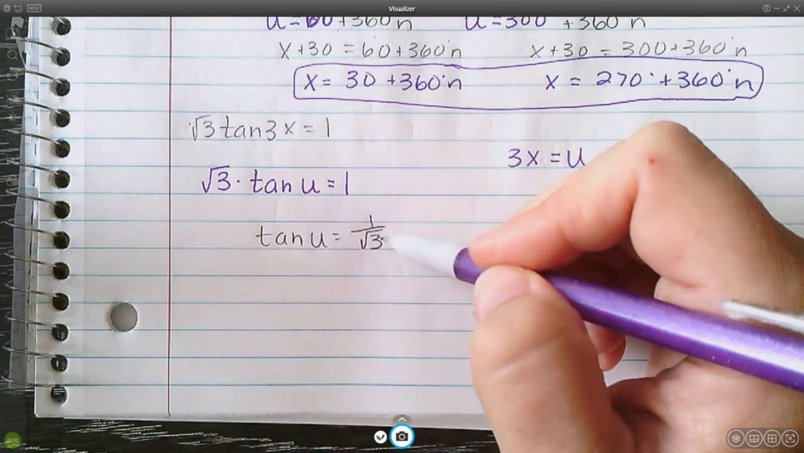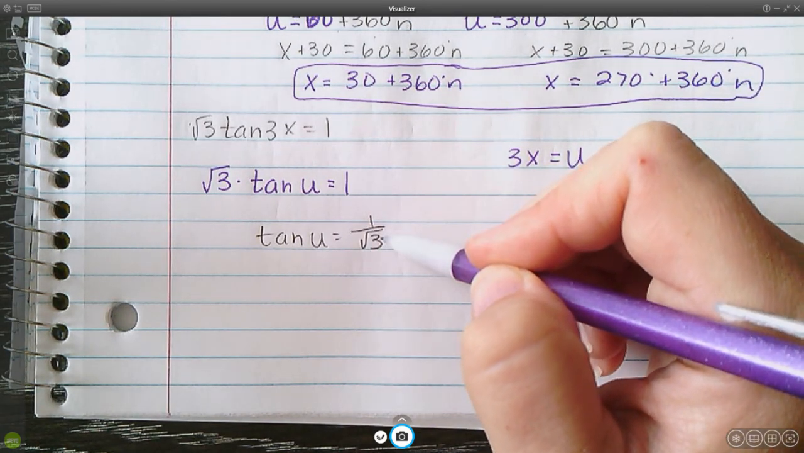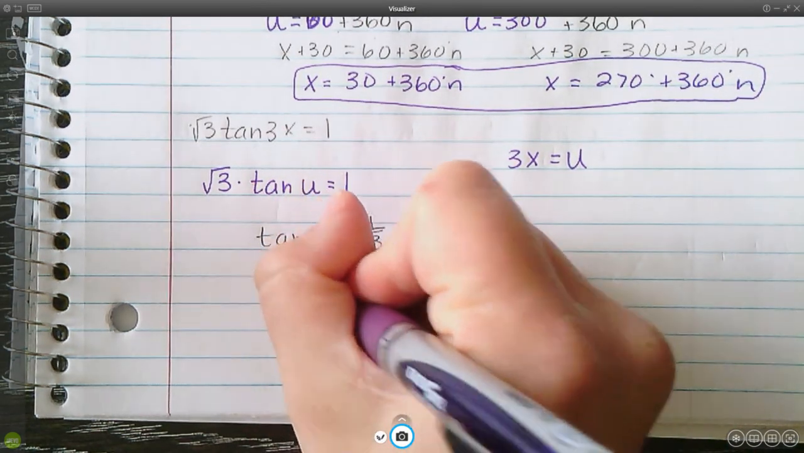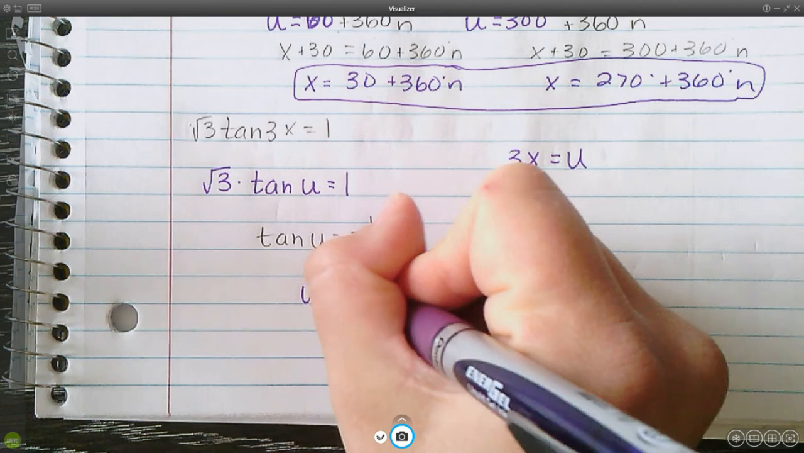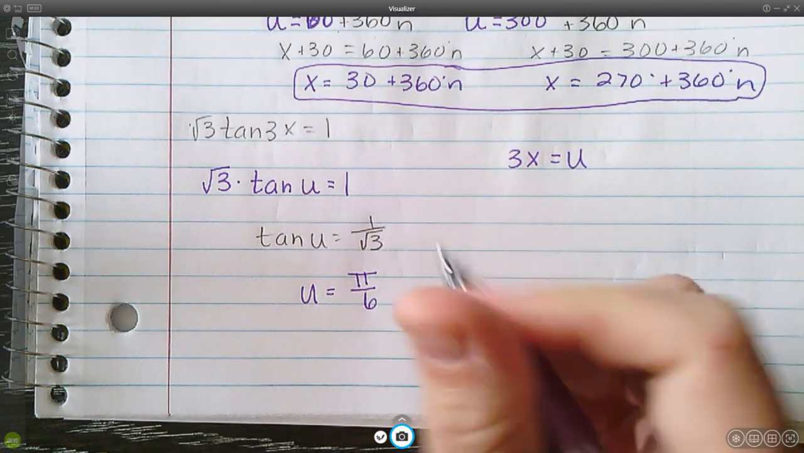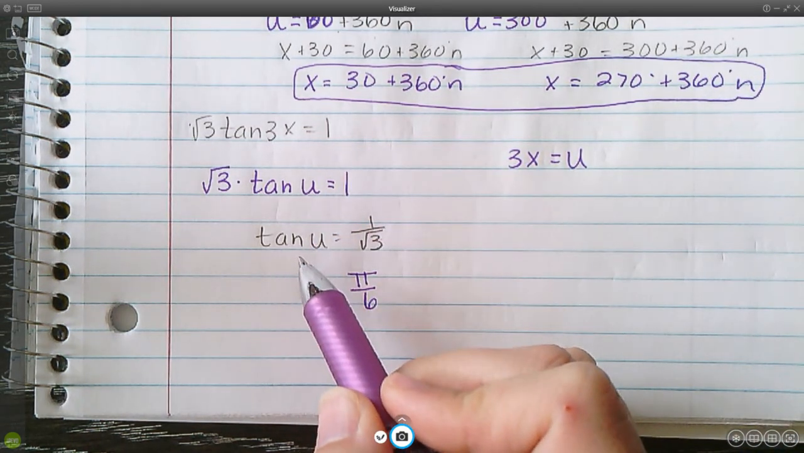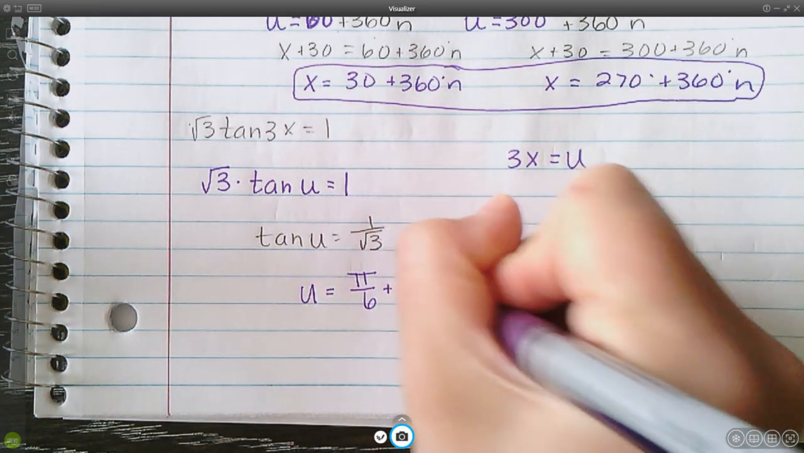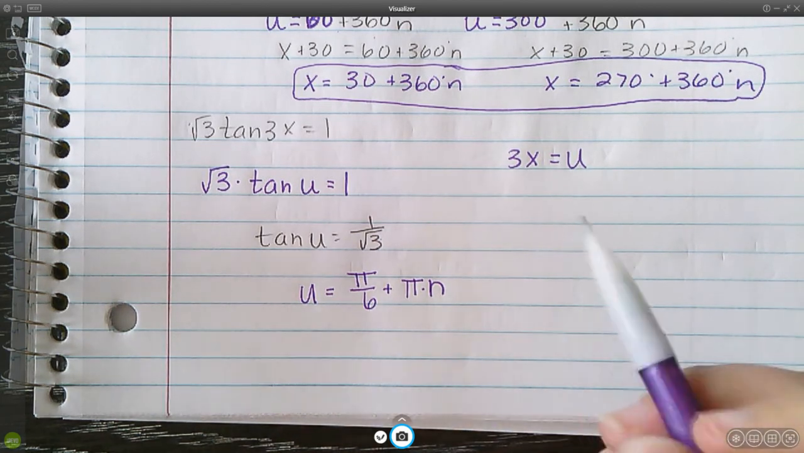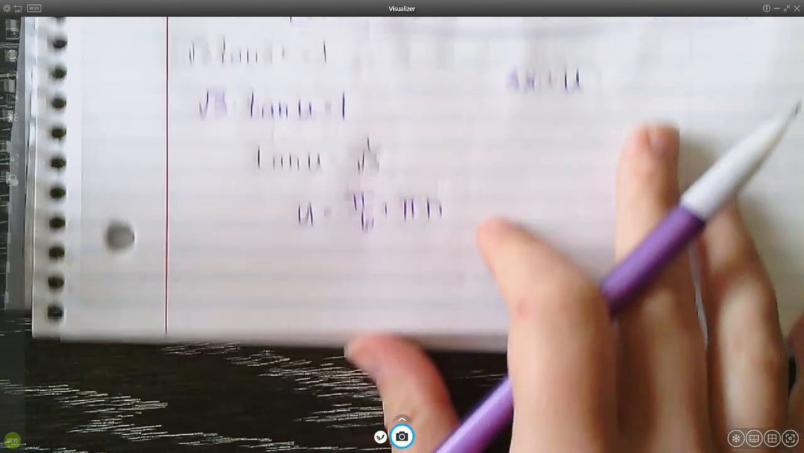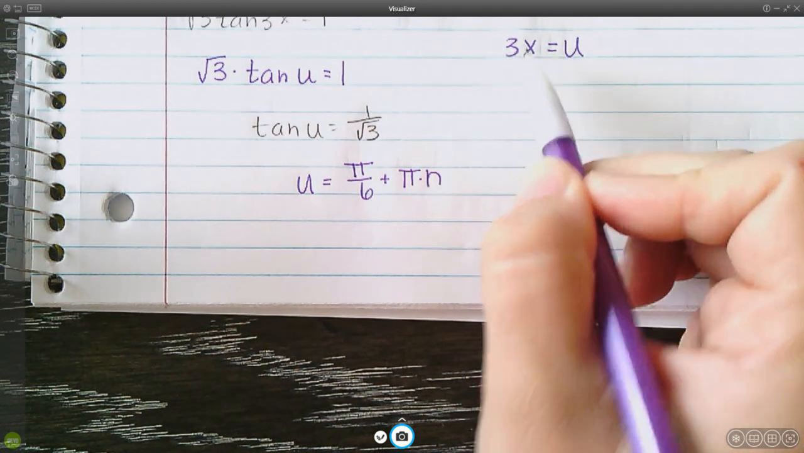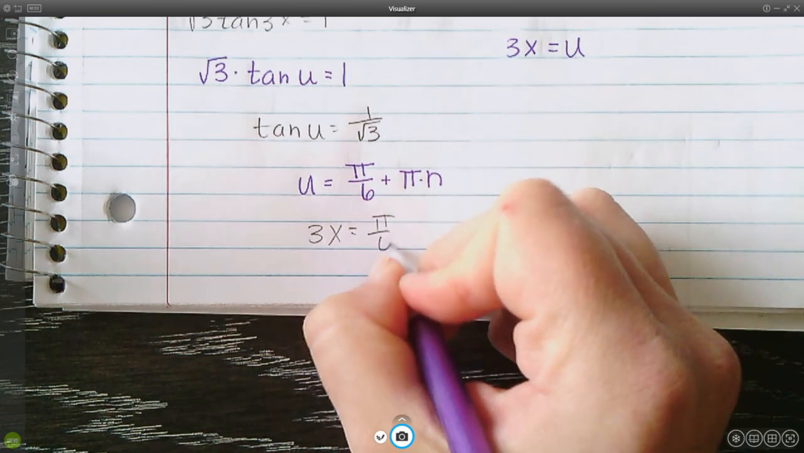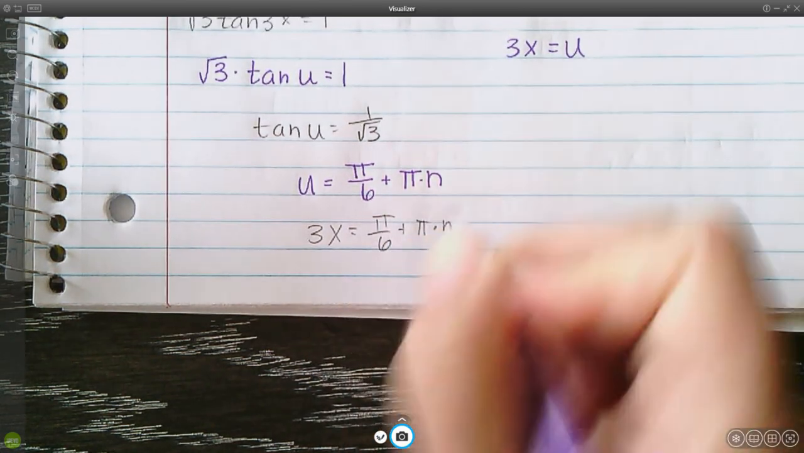So 1 over square root of 3 is at, we want radians, so that's at pi over 6. So we know that u equals pi over 6. So remember, when you're working with tangent, you only have to find one answer on your unit circle, and then you add pi times n. Okay, but we are not solving for u, we are trying to solve for x. So we need to substitute this 3x back in. So we'll have 3x equals pi over 6 plus pi times n.